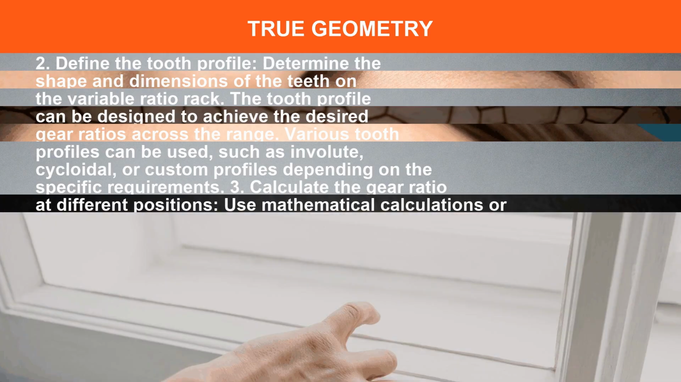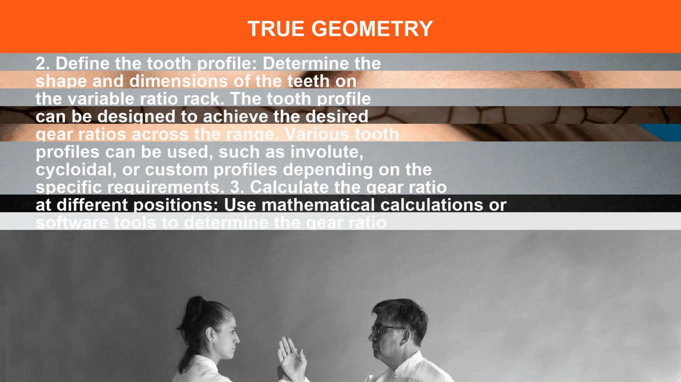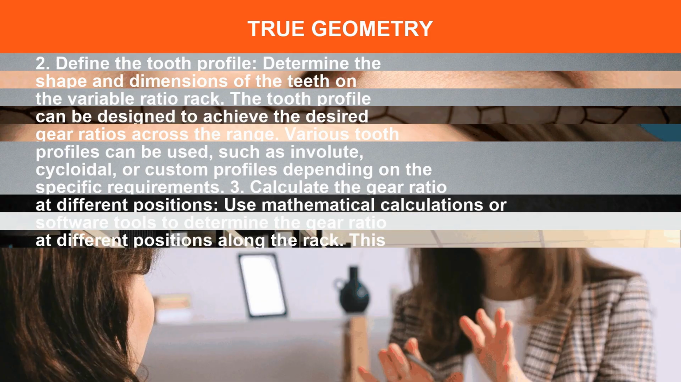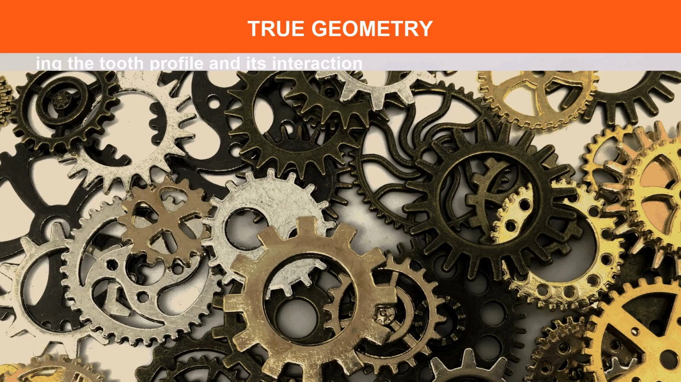Calculate the gear ratio at different positions along the rack. This can involve analysis to determine the gear ratio at each distance along the rack, based on the tooth profile and its interaction with a mating gear or pinion.